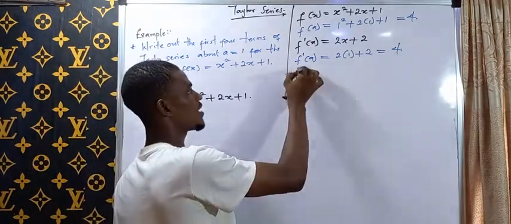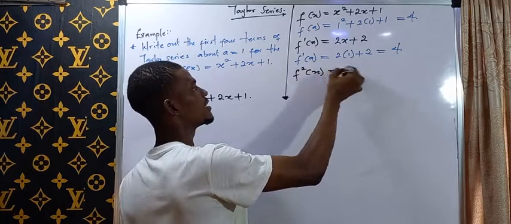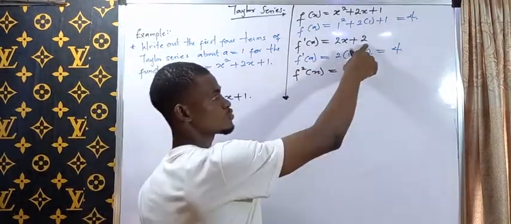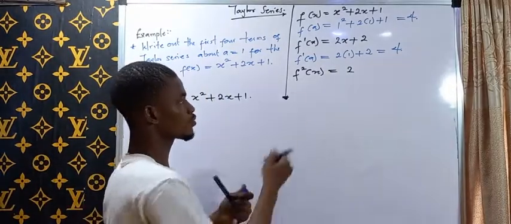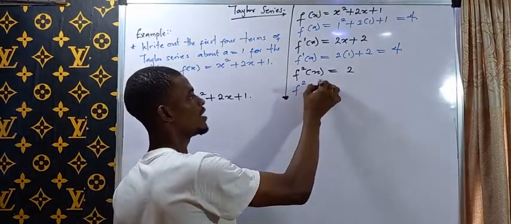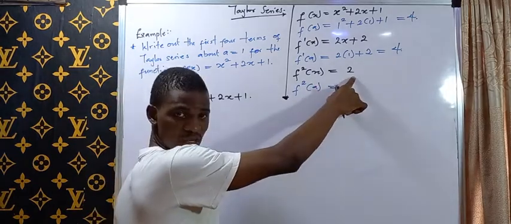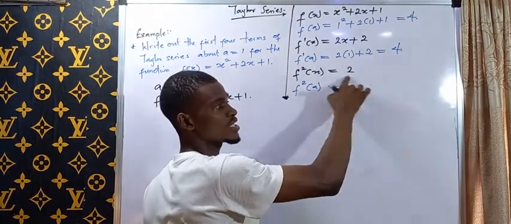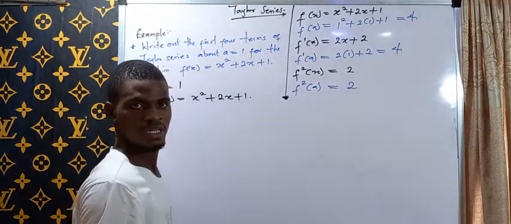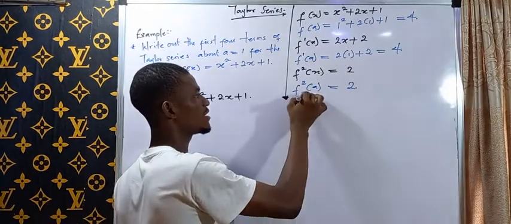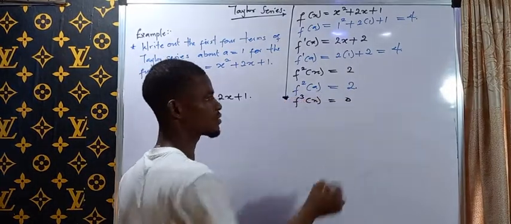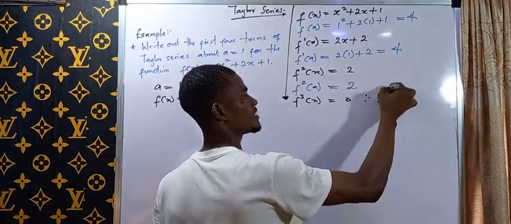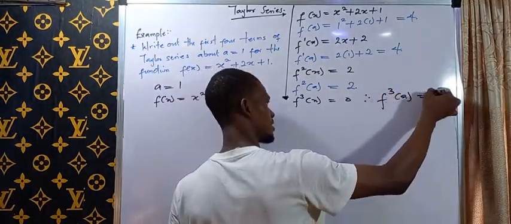I have f2 of x. If I differentiate 2x, I have 2. If I differentiate 2, I have 0. So what will be f2 of a? Meaning anywhere you see x, you put a. But since there's no x here at all, the answer is the same thing as what is here, which is 2. If I differentiate again, f3 of x, that one is 0. Why? Because if you differentiate the constant, you have 0. Therefore, f3 of a will also be 0.